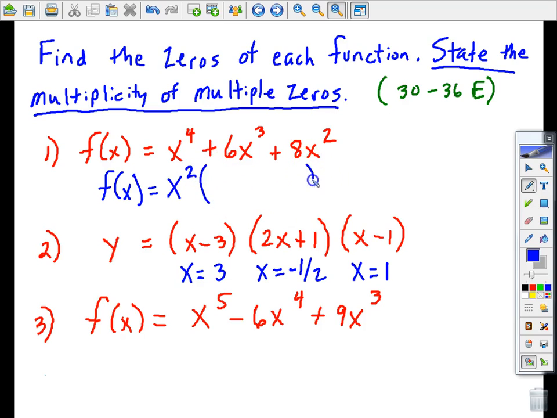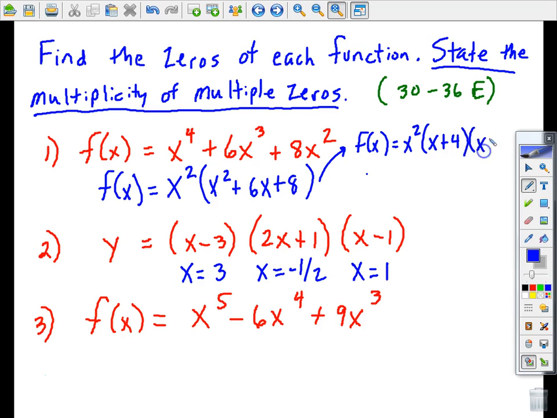So when you factor out x squared, what's in the parentheses? It would be x squared plus 6x plus 8. Okay, and can you factor any more? Yes. What would that look like? X squared times the quantity x plus 4 times the quantity x plus 2. Okay, so Nick, what are my zeros? X equals 0, x equals -4, and x equals -2.